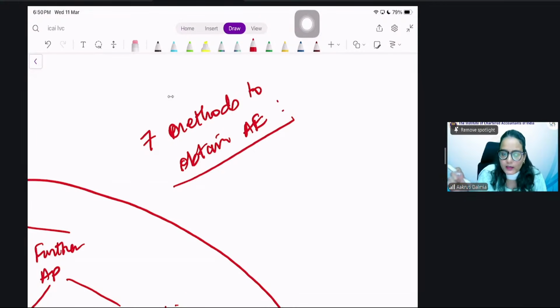Okay, but write in one go. Don't write like this. What were the methods to obtain audit evidence? Let's see. I told you that even in sleep you should remember.